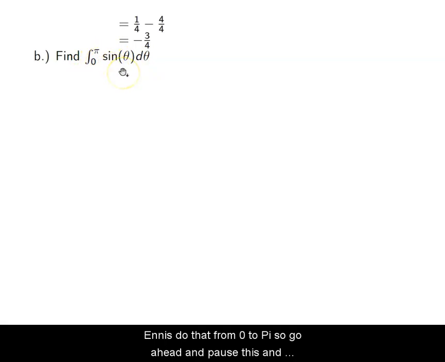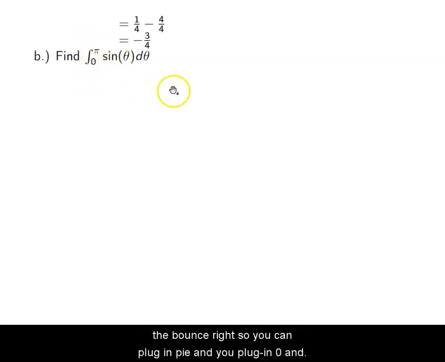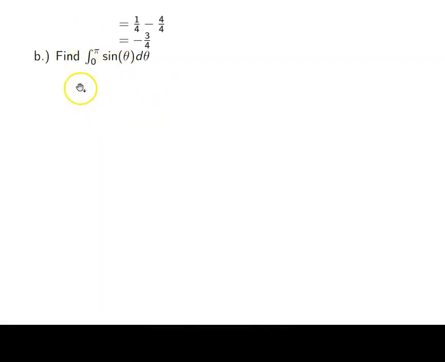So go ahead and pause this and do this on your own. Think of the antiderivative, evaluate it at the bounds, right? So you're going to plug in pi and you'll plug in 0 and you'll subtract the two values, and then you'll get your answer, right? So let's take a second and then we'll come back and compare work.